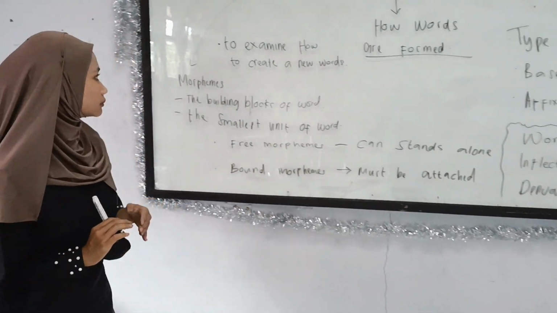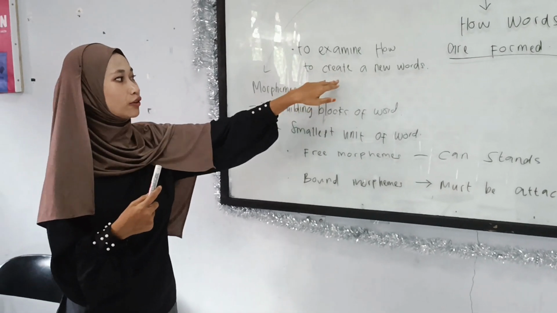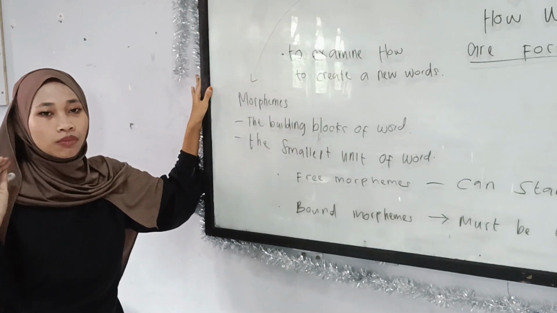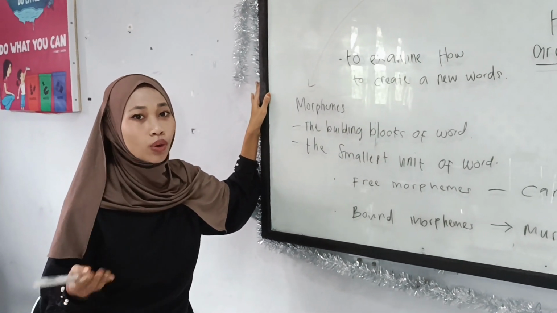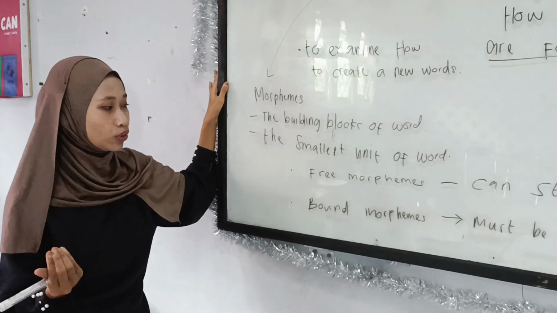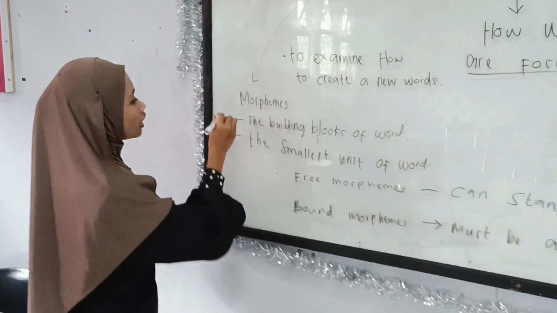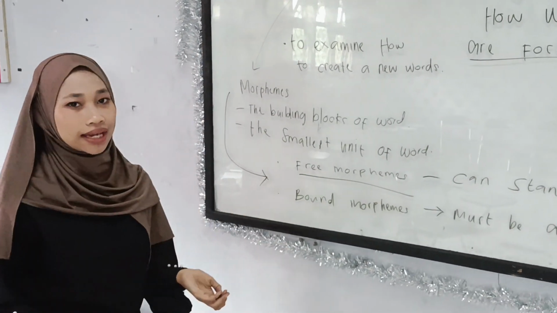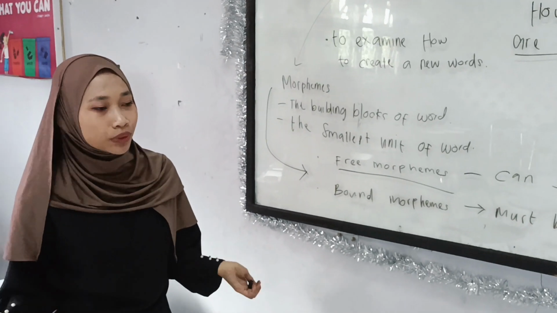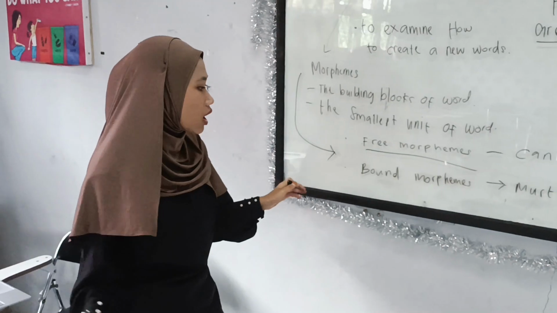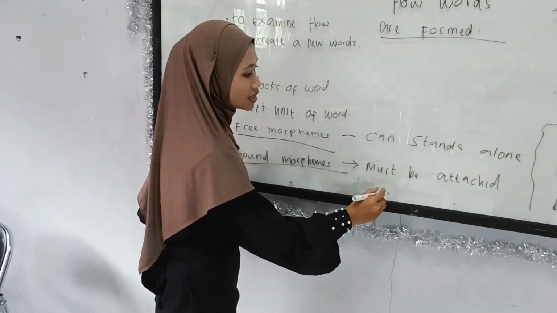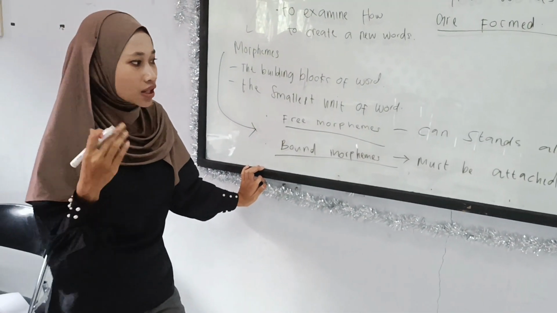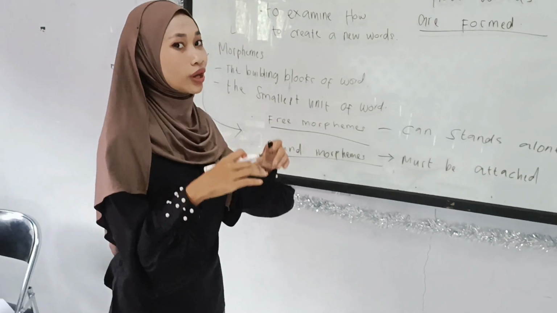And then, you see this is to examine how to create a new word, right? And then in morphology, they have morphemes. Morphemes are the building blocks of words, or the smallest units of words. In morphemes, there are two types. Free morphemes can stand alone, like cats or mom, apples, and so on. And then bound morphemes must be attached by something like an affix. It has to be attached to something to create a new meaning.